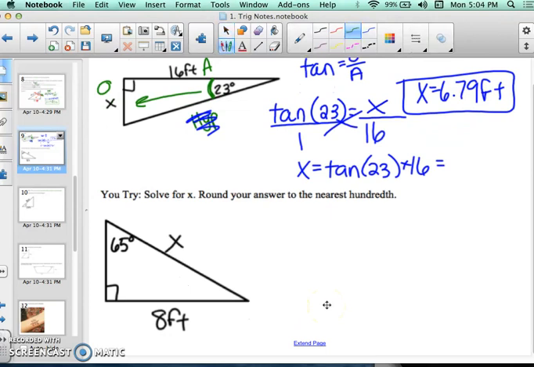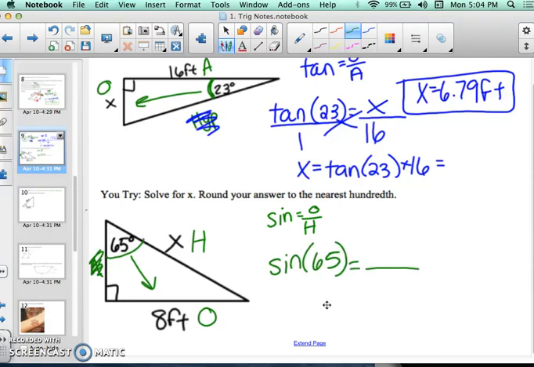So first off, here is my 65-degree angle. I need to label my sides. So this side is opposite, and that side is my hypotenuse. This side is my adjacent, but I don't know anything about it. So what deals with O and H? That would be sine. And remember, sine is opposite over hypotenuse. All right, so I'm going to say sine of 65 equals opposite, which is 8, over x.